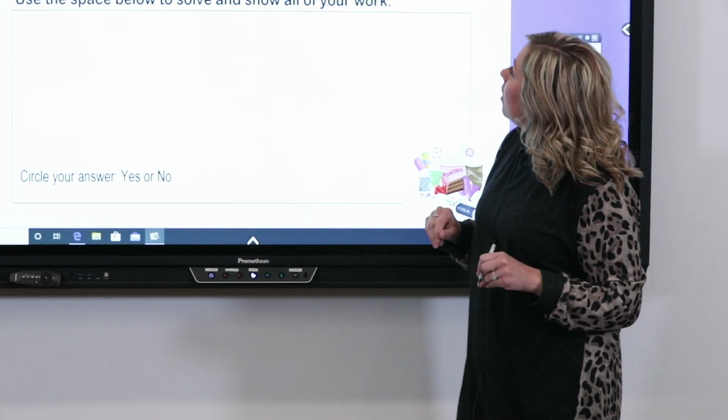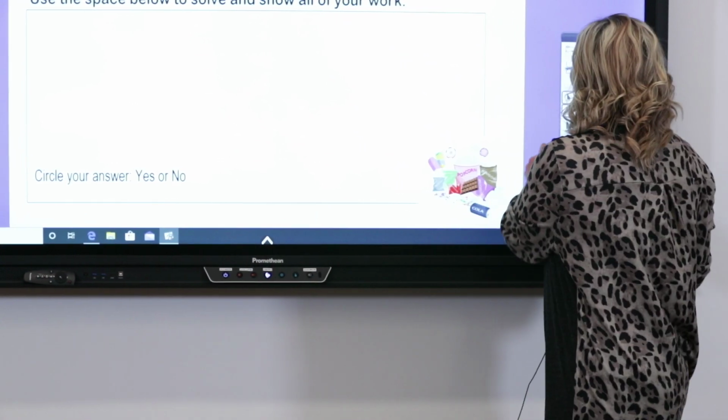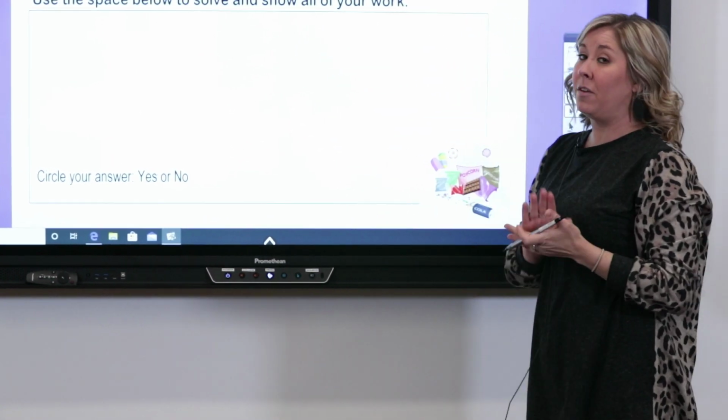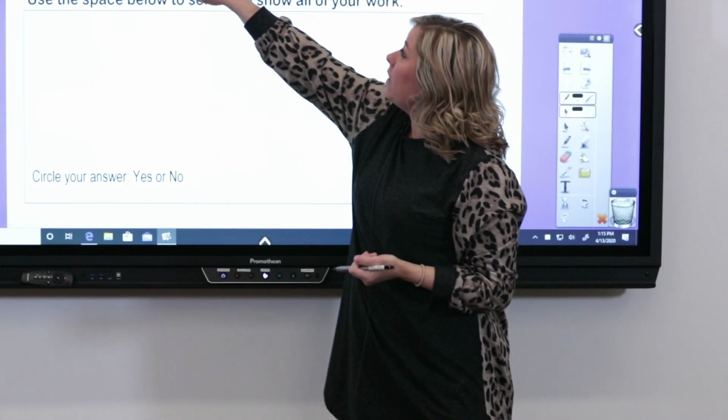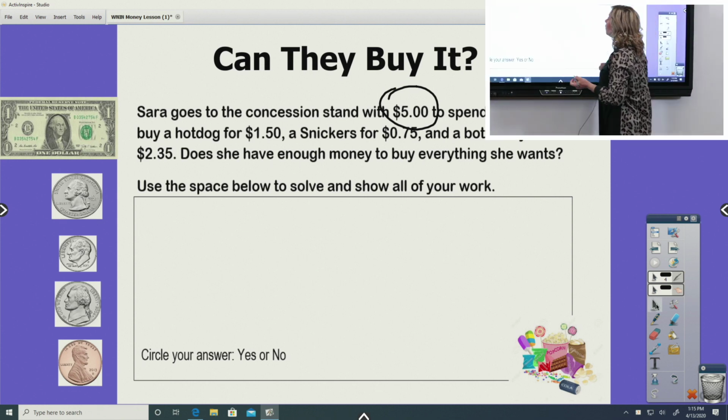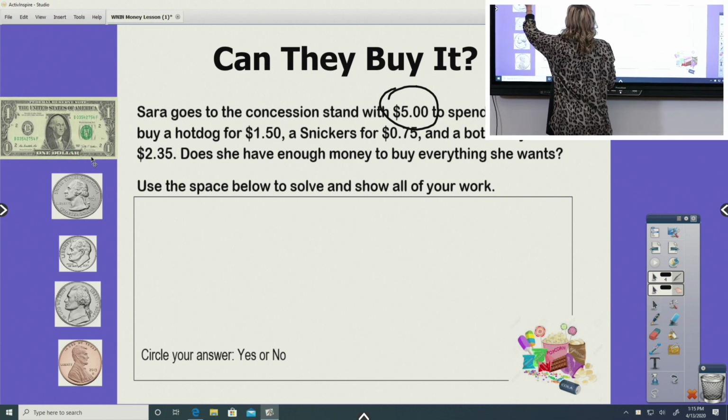Okay, so let's start. We know she has a total of $5. This is our total amount. We got to remember that's how much she has. What we're going to drag is how much each thing costs. So the first thing is our hot dog. It's $1.50. So we are going to drag over $1.